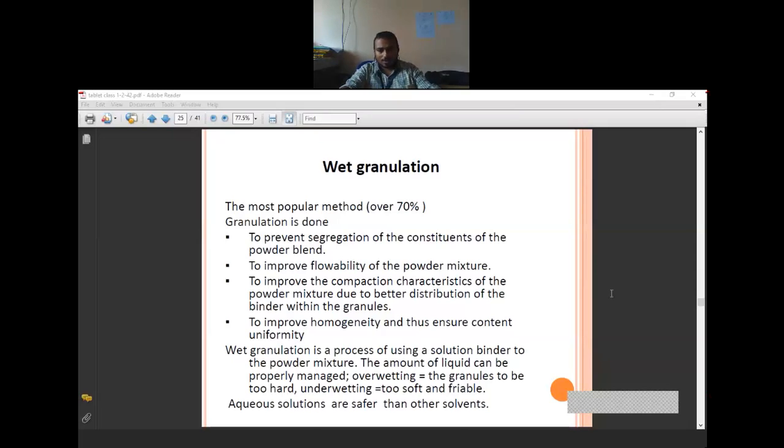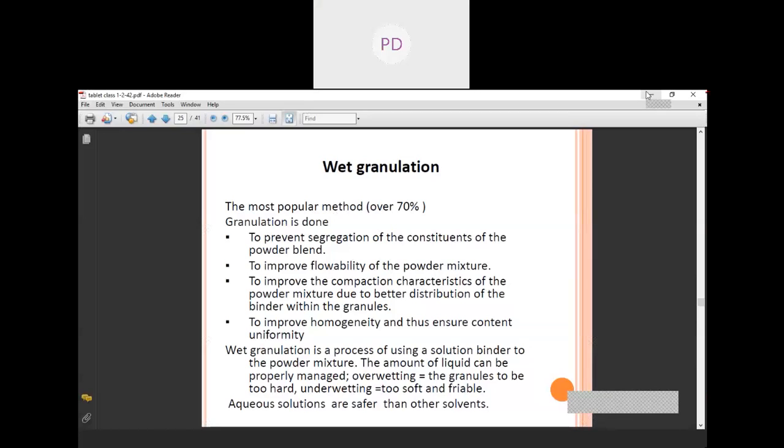Sir, in overwetting, if we use more liquid, how will the granules become too hard? It will become more watery. We will not compress in the wet form. After it becomes watery, we have to dry it. When it becomes dry, it becomes hard. After adding water, we are not going for direct compression in the wet form. We have to dry it. When we add lots of water and dry it, it becomes harder.